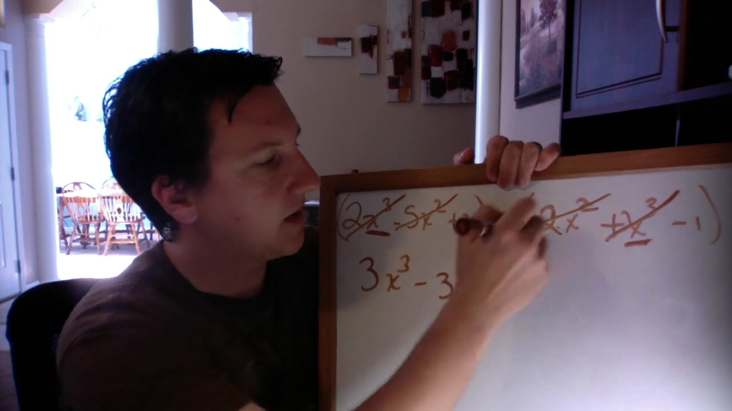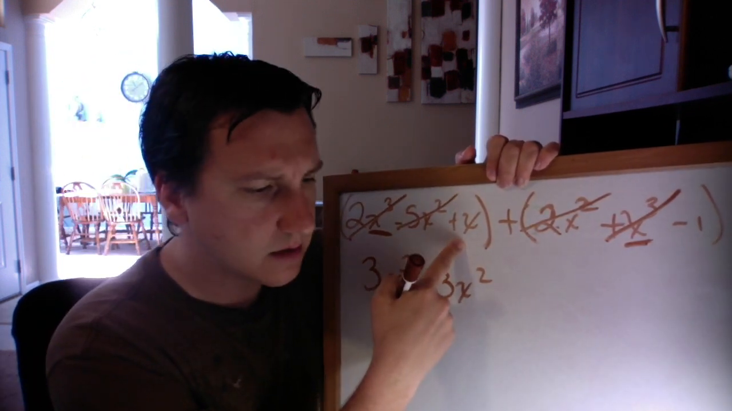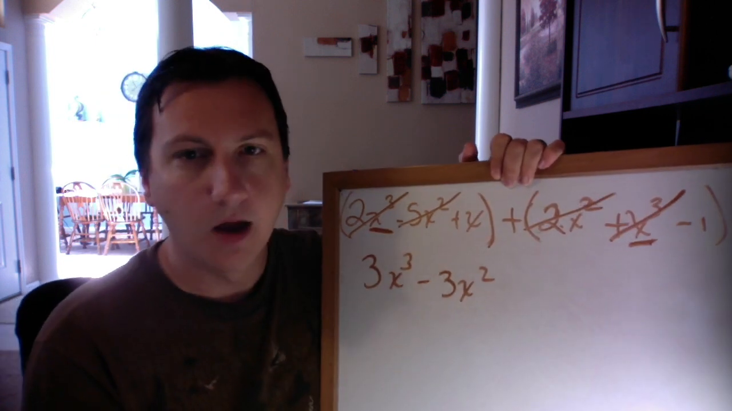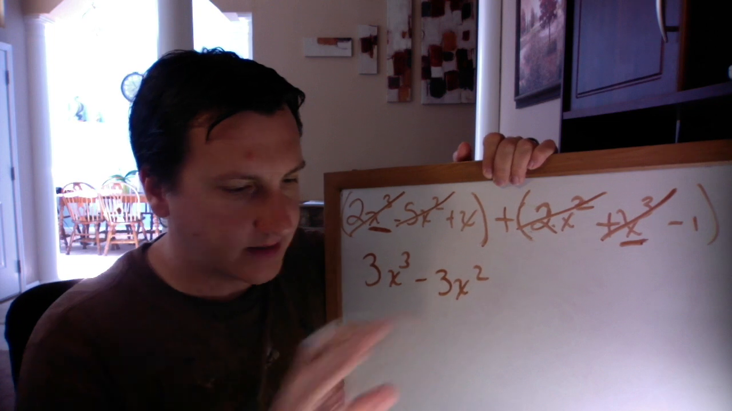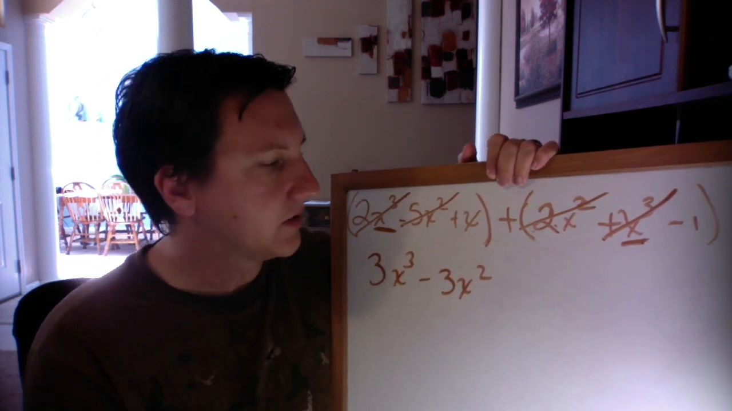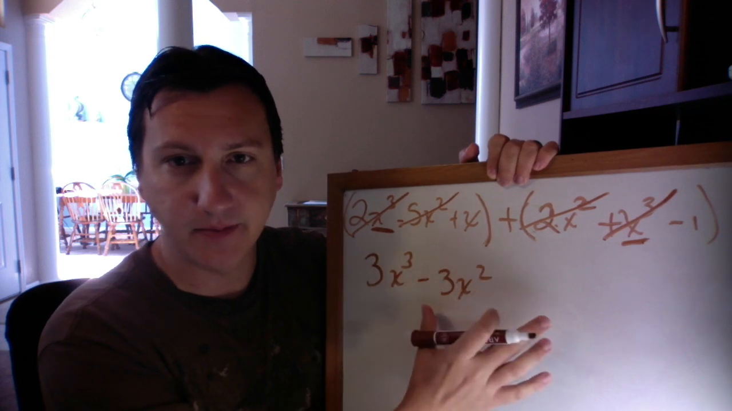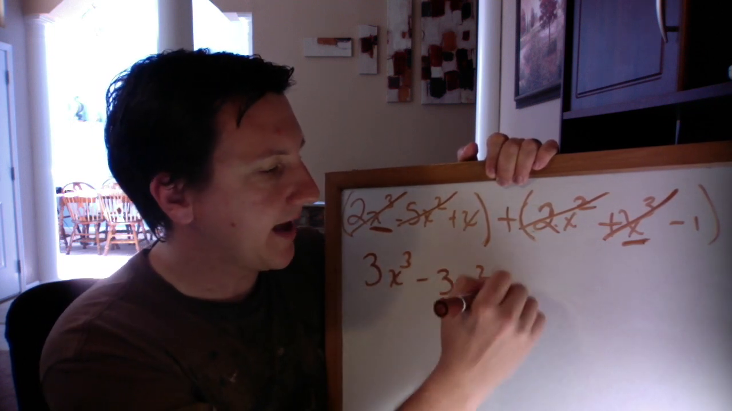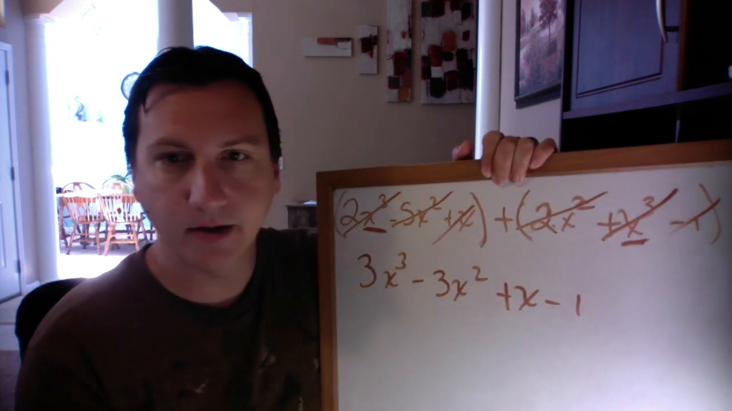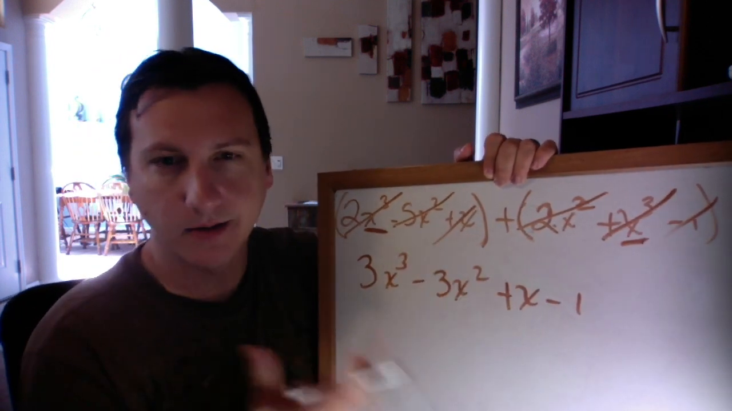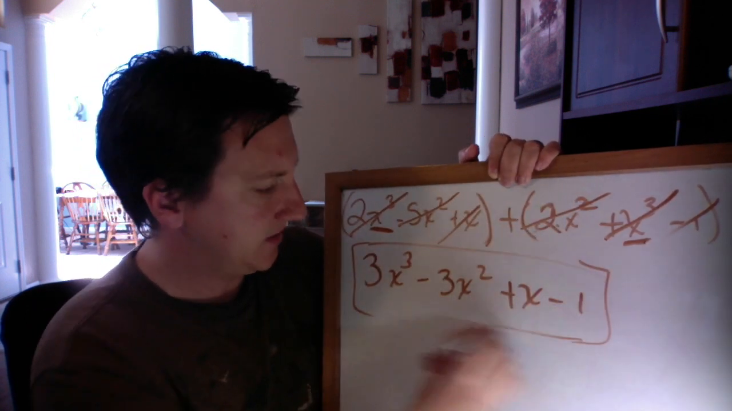I'm going to cross those out because I'm done with those. And now I have an x and I have a negative 1. Those are not like terms, so I cannot combine them. I cannot add those, okay? So I'm just going to bring those down as separate terms as part of this simplified polynomial. So I'm going to bring down my x, and then my minus 1. That's crooked, sorry, you know me, I'm always writing crooked. So that is going to be my answer.